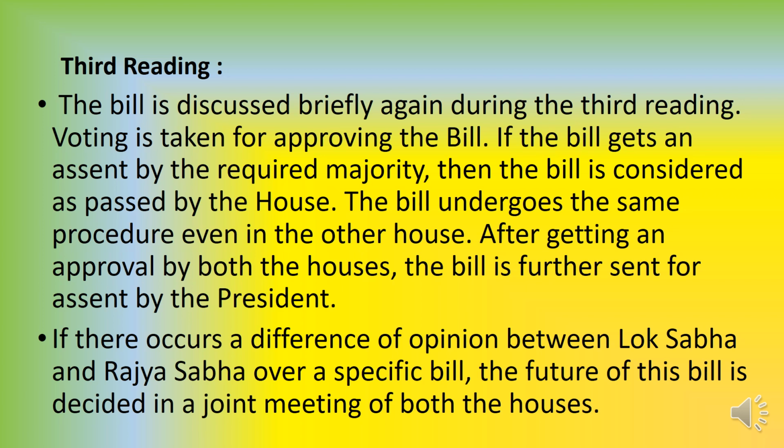Supposing there is any difference between the Lok Sabha and Rajya Sabha over a particular bill, then the future of the bill is decided in a joint meeting. So they keep a joint meeting of both these houses, the Lok Sabha as well as the Rajya Sabha. Both these people come together in a meeting, and then the future of this bill is discussed, if there are any differences in opinion between the Lok Sabha members and the Rajya Sabha members over a particular bill.